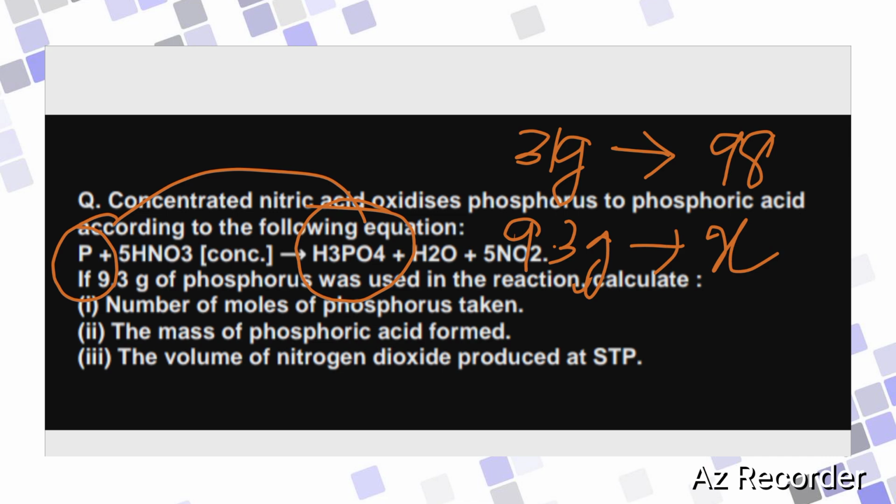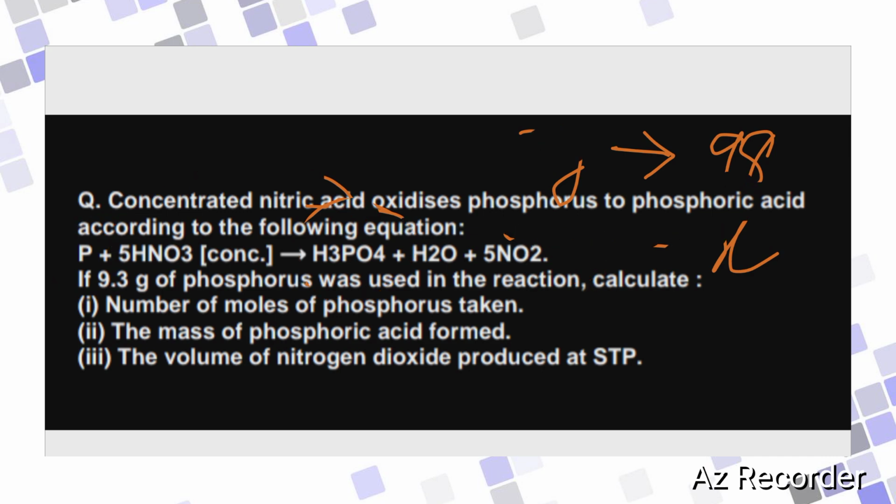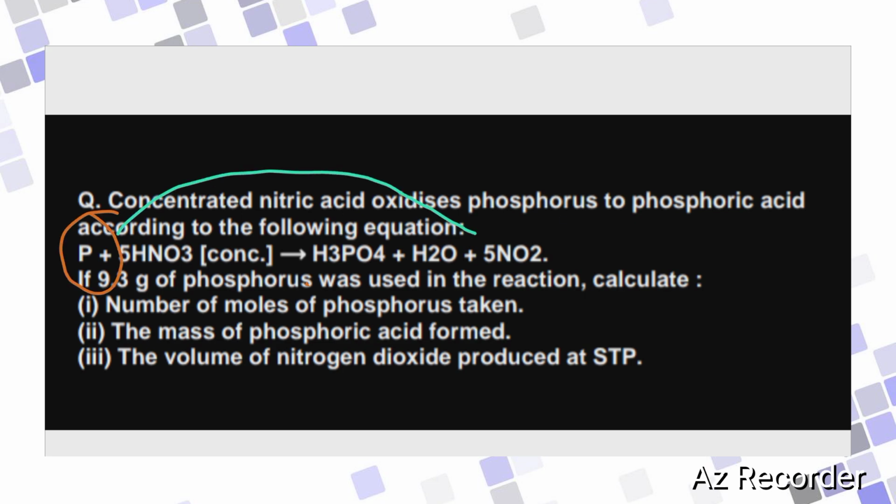Now we need to calculate the volume of nitrogen dioxide formed at STP during the reaction. Now carefully listen here. When 1 mole of phosphorus reacts, it is observed that we get 5 moles of nitrogen dioxide. Here the stoichiometric coefficient of nitrogen dioxide is 5.